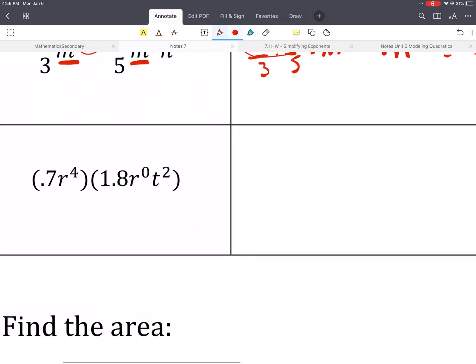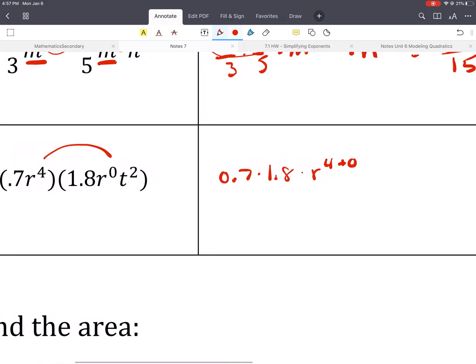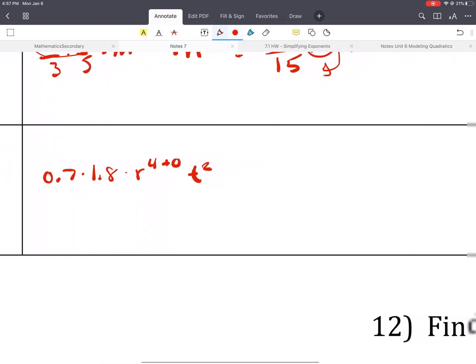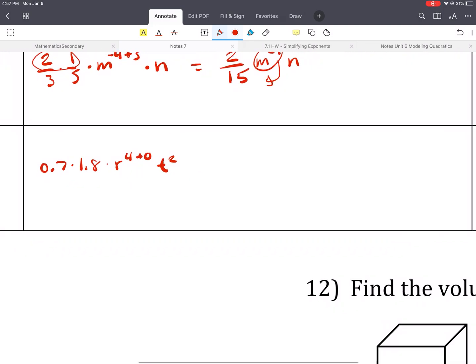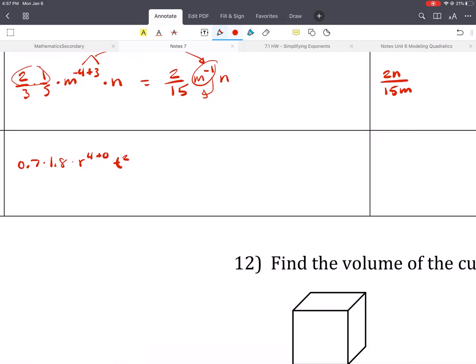Okay? And then some examples of decimals. So here we'd have something like 0.7 times 1.8 times r to the 4th plus 0. And then we'd have t squared. All right. Plug it into your calculator to figure out what that is, that would give you 1.26 when you multiply these two. And then we'd have r to the 4th t squared.